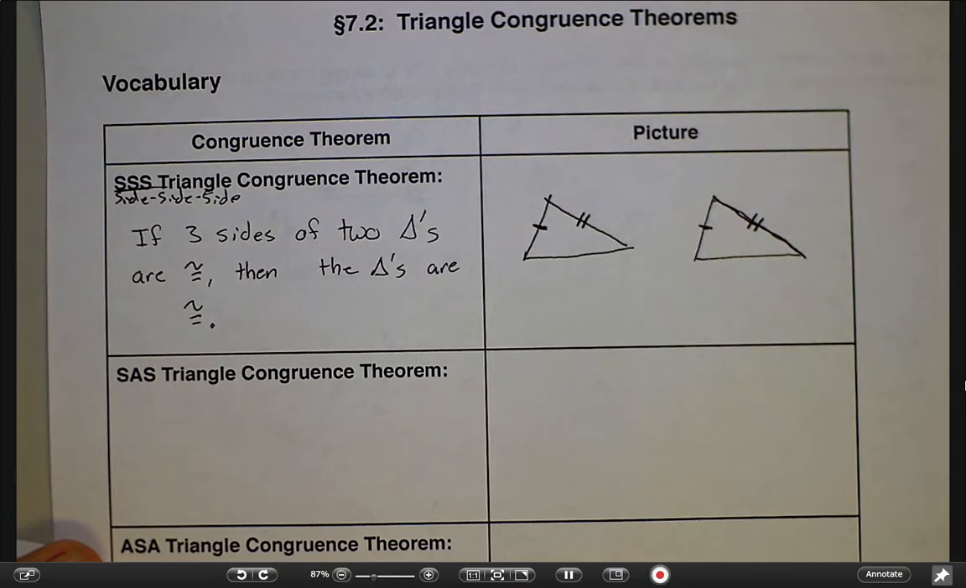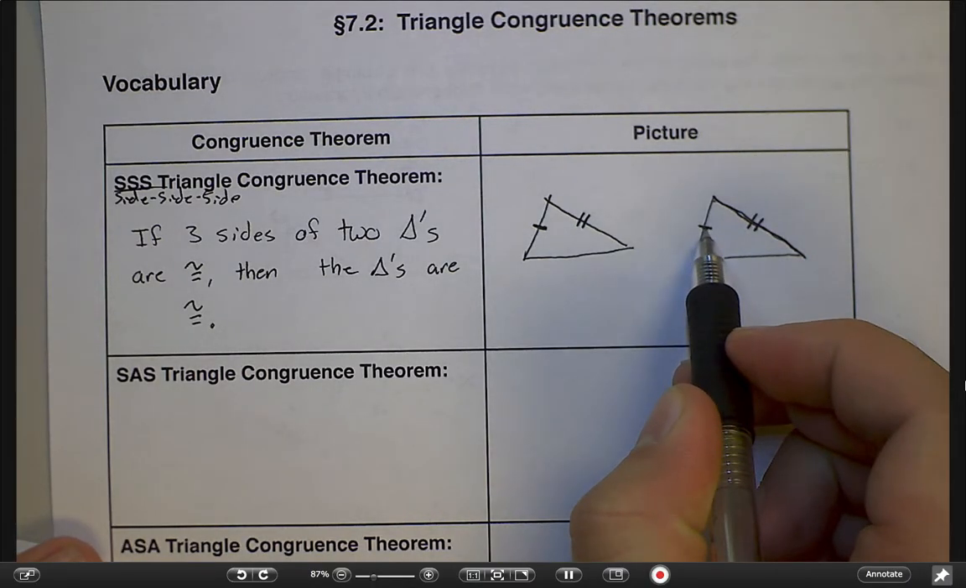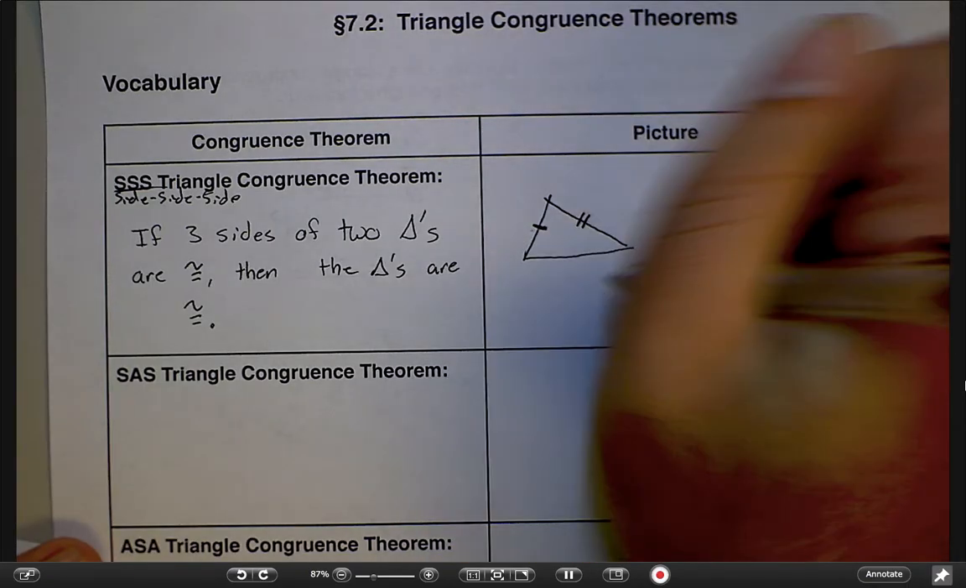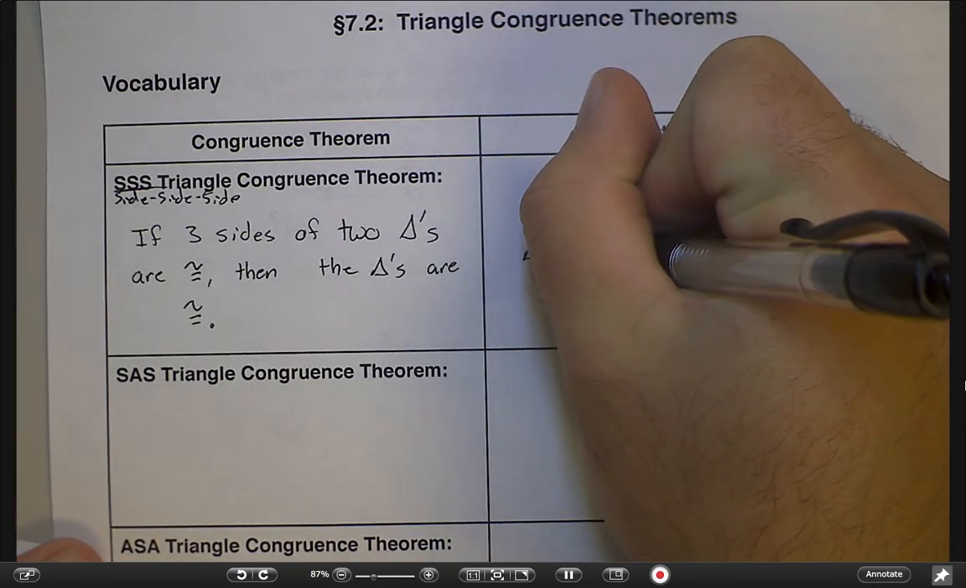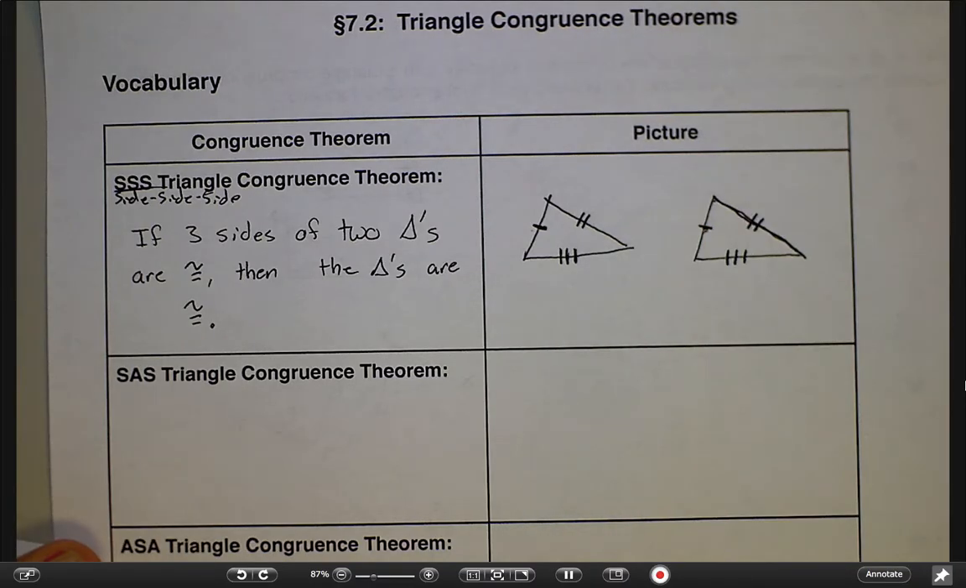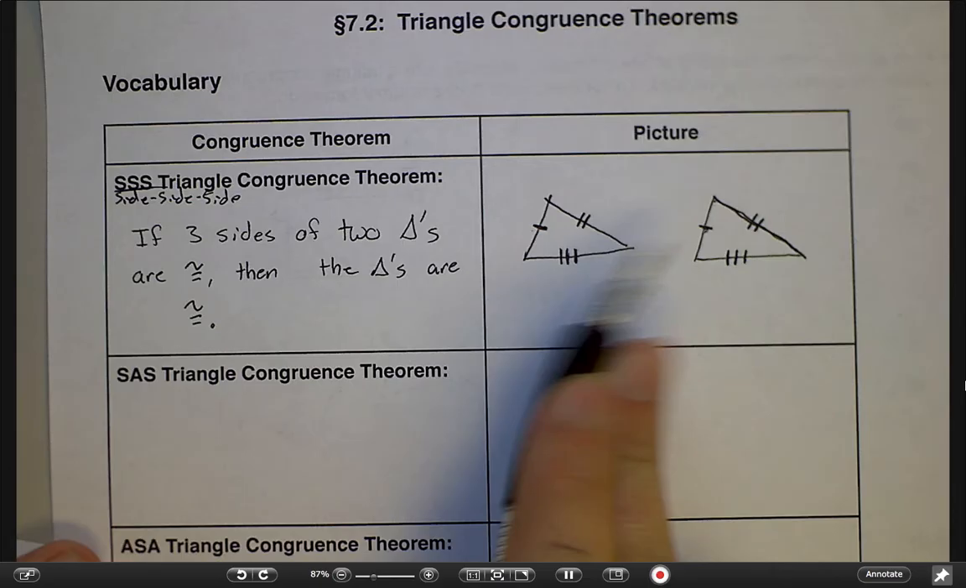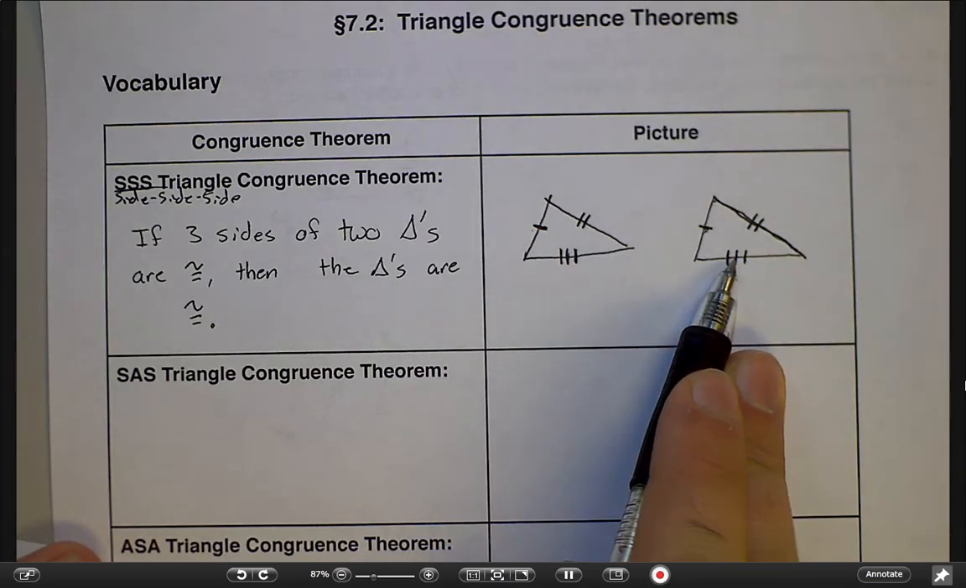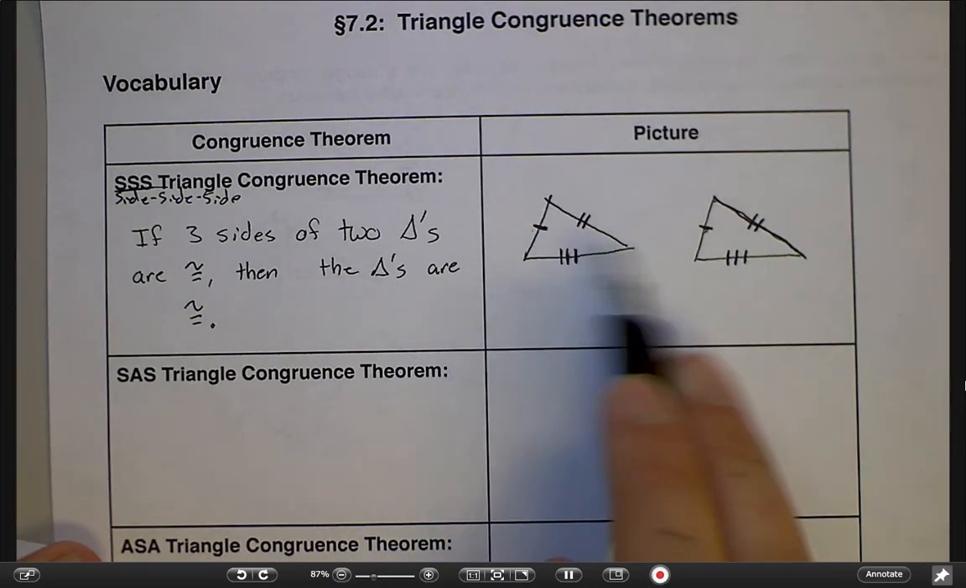I'm going to use 2 tick marks there because those are congruent to each other, but they may or may not be congruent to this first side that I labeled. Okay? And then my third side is going to get 3 tick marks because, again, it may or may not be the same length as the other ones, but they are in fact going to be the same as the one from the other triangle. Okay? Knowing this information allows me to say that these triangles are congruent.